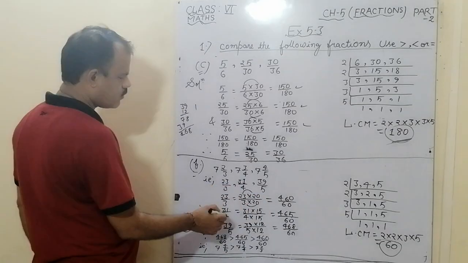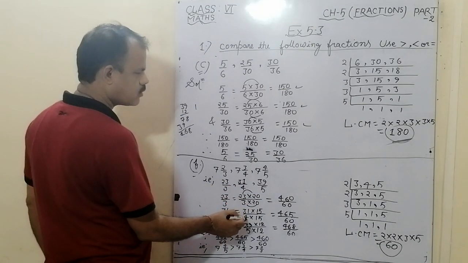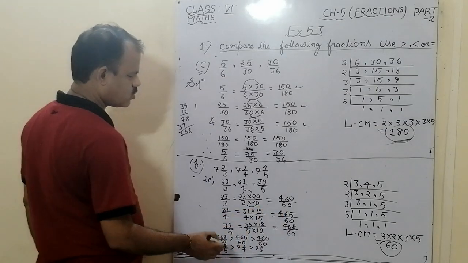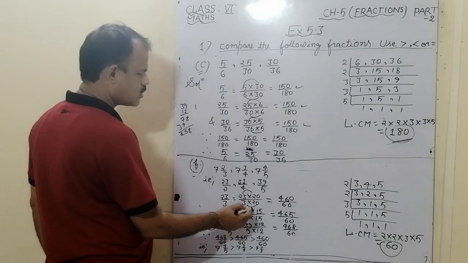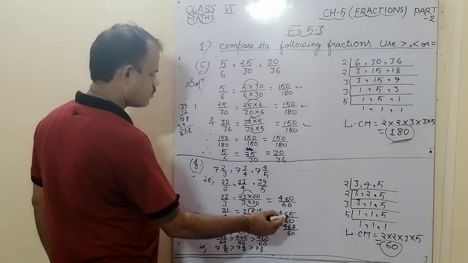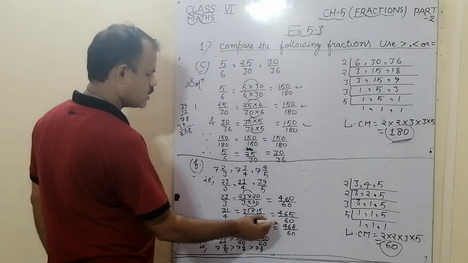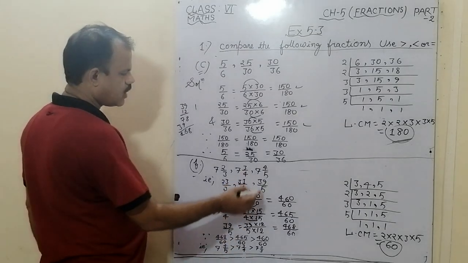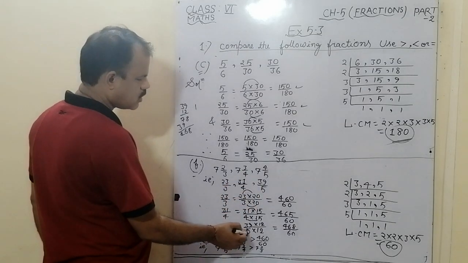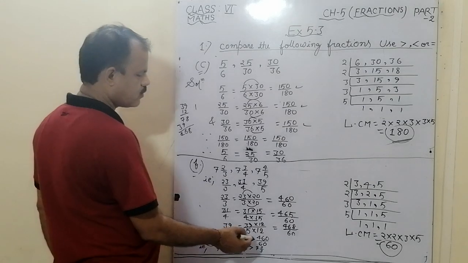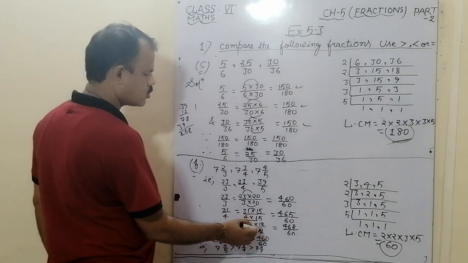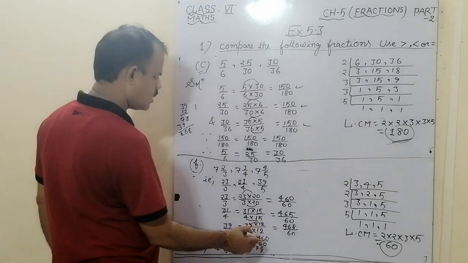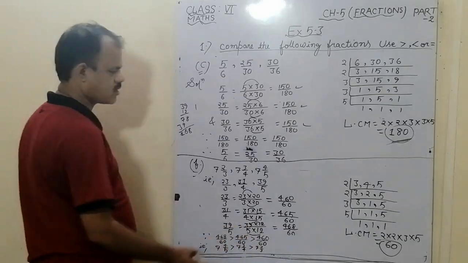Again 31 by 4. By what number do you have to multiply 4 so that the product is 60? 15. Both numerator and denominator. 31 times 15 is 465, 4 times 15 is 60. Last, 39 by 5. By what number do you have to multiply 5 so that the product is 60? 12. So both numerator and denominator times 12, 39 times 12 is 468 and 5 times 12 is 60.